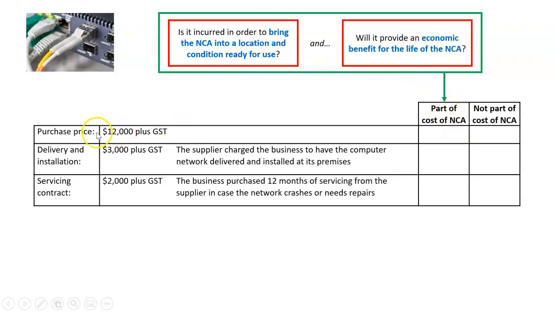So obviously the purchase price, and if the owner gave the business the asset, the fair value, are always going to be part of the cost. You can't use an asset unless you buy it. Once you pay for it once, that's it. So it lasts for the life. So that's easy. But we also can't use this computer network unless we actually get it delivered to us and installed. That's going to be $3,000. Once it's delivered and installed, that's definitely required to get it in a location and condition ready for use. And once it's installed and delivered, you never need to pay for that again. That's done. So that will last for the life of the non-current asset. So I'm going to say that is part of its cost.